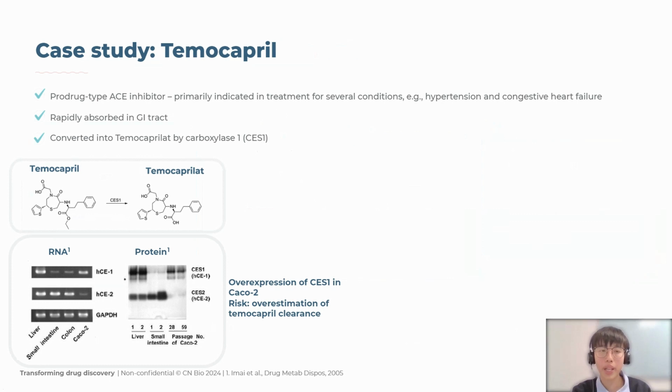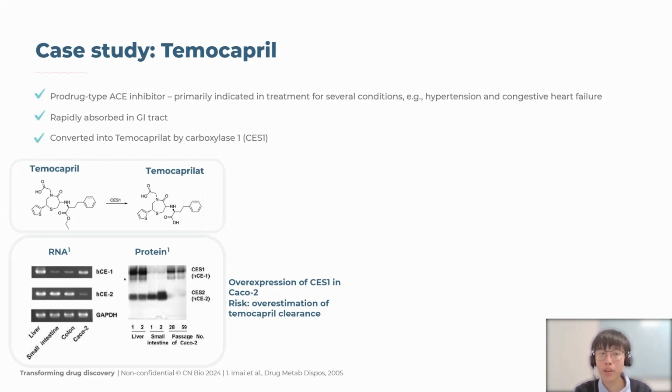So the first drug we tested the model with was temocapril. Temocapril is a drug that is rapidly absorbed into the bloodstream through the gastrointestinal tract, where once it has entered the bloodstream, temocapril was then converted into its active metabolite temocaprilat by an enzyme called carboxylesterase 1.